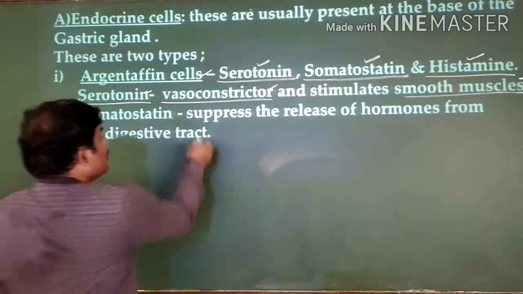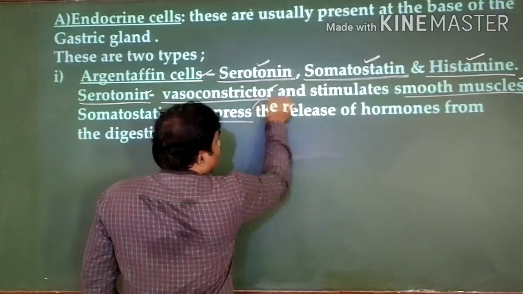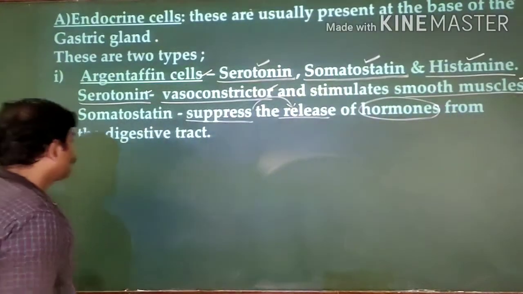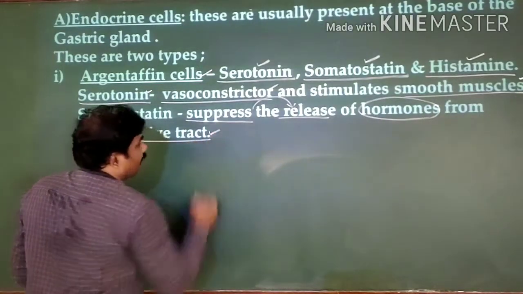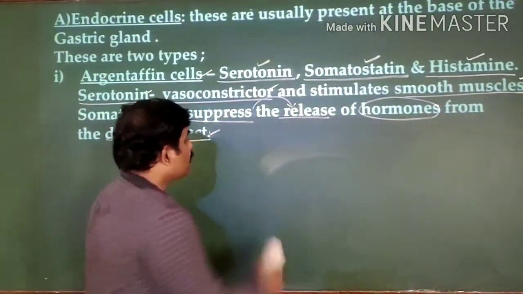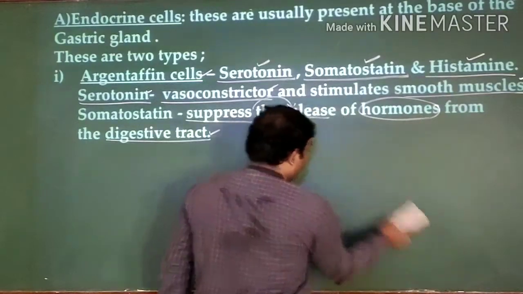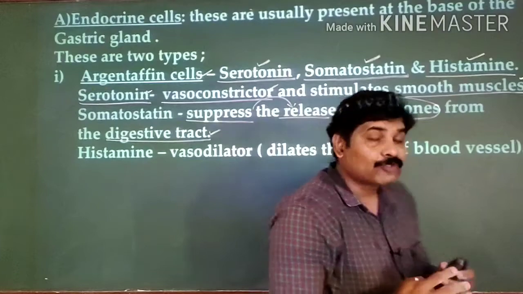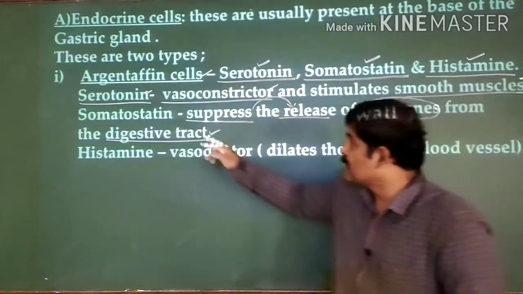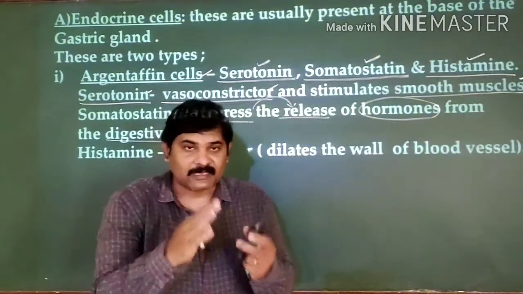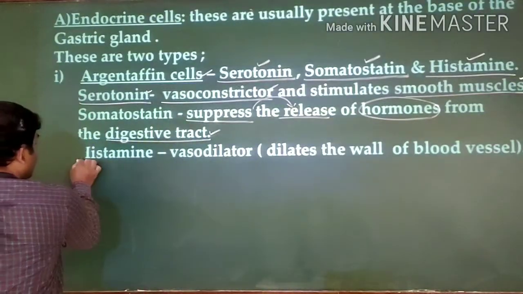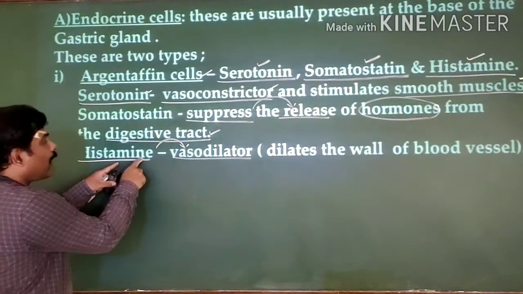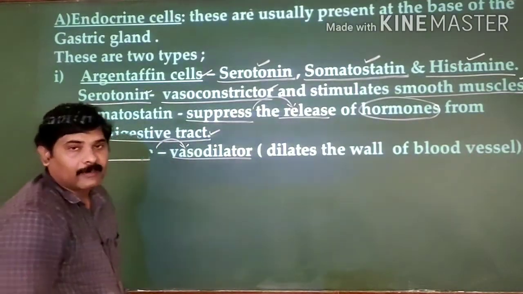Clear? This is one thing. It suppresses the release of hormones of your digestive tract. So that is the important function of somatostatin. Right. Let us come to histamine. It's a very important thing. It acts like a vasodilator. Just now I said that serotonin is a vasoconstrictor, whereas histamine acts like a vasodilator. So it has a contrasting function to serotonin.